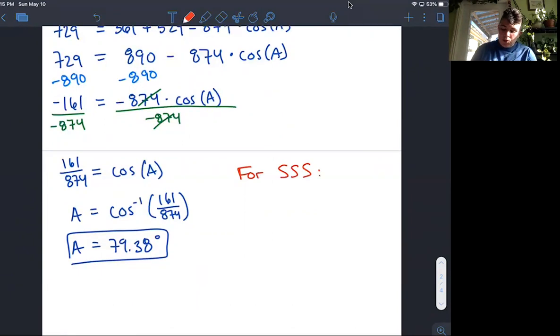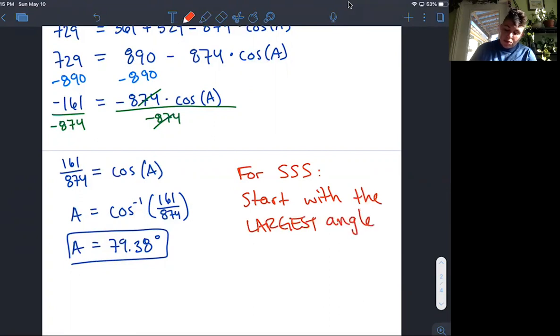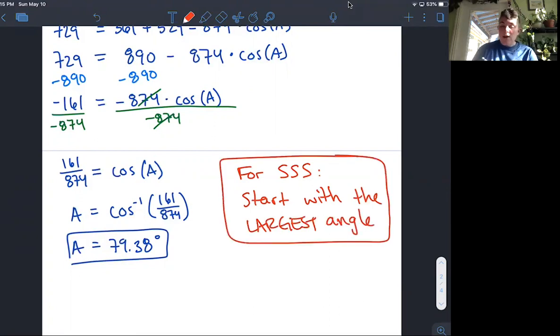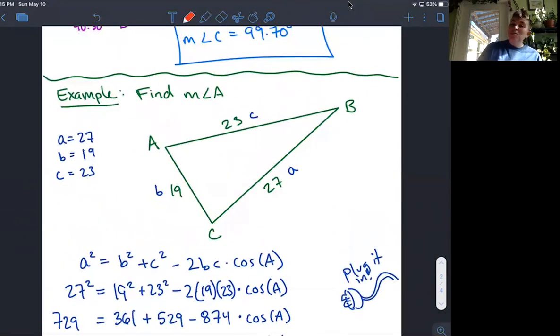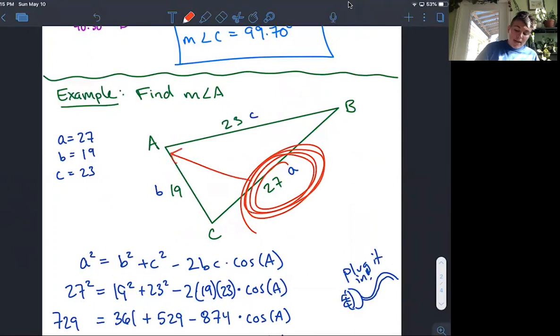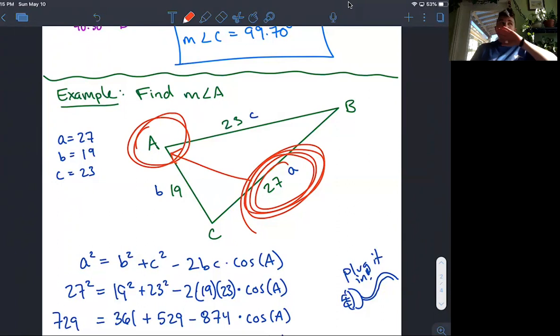What I want to stress to you is start with the largest angle. So if this was the beginning of a whole problem where you needed to find all of the rest of the angles and I didn't tell you which angle to find first, start with the largest angle. How do you know which angle is the largest angle, you ask? It's going to be the one opposite the largest side. So in this case, side A was the largest, which means angle A is going to be the largest. So I wanted to start with the measure of angle A.